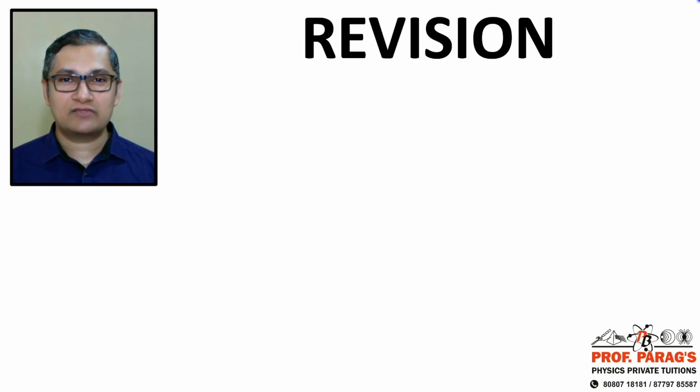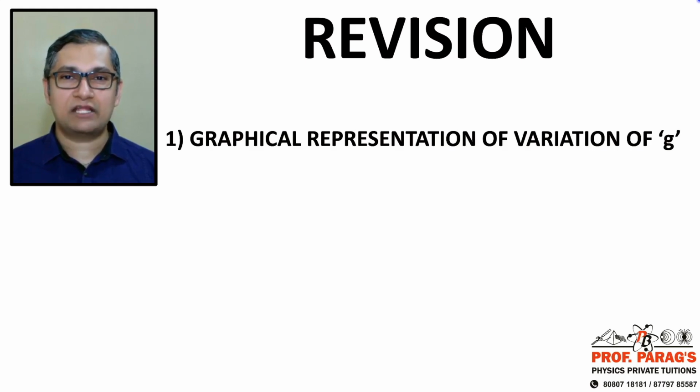So let's quickly revise what we did in the previous lecture, part 3. We talked about the graphical representation of variation of acceleration due to gravity, small g, with height and with depth. It's maximum on the surface of Earth. As we go inside Earth, the value of small g decreases linearly till we reach the center of Earth. As we increase the height, going away from the center of Earth, initially it decreases linearly, and then after that it becomes a curve. So it's going to reduce.